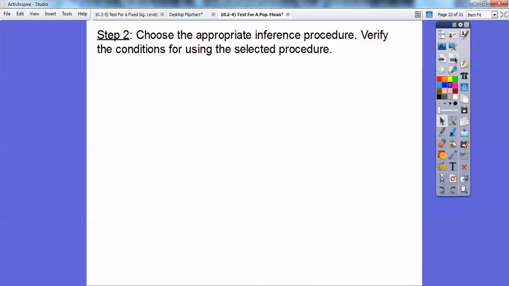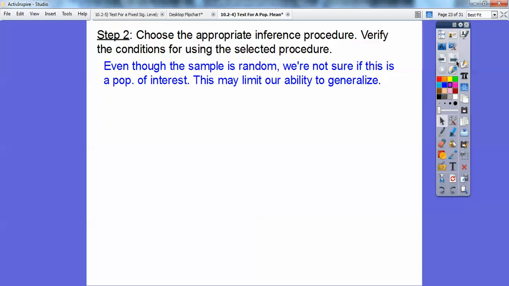So choose the appropriate inference procedure and verify the conditions for using the selected procedure. Well, first I like to verify it first, you guys. We're just trying to impress your AP readers or your college professors. So try to think, even though the sample is random, because it did say it was a random sample, we're not sure if it came from the population of interest, but we're pretty sure, we're just not sure. So this may limit our ability to generalize, okay? Now that's just good communication that you're understanding statistics, you guys. So you want to impress your readers, all right?